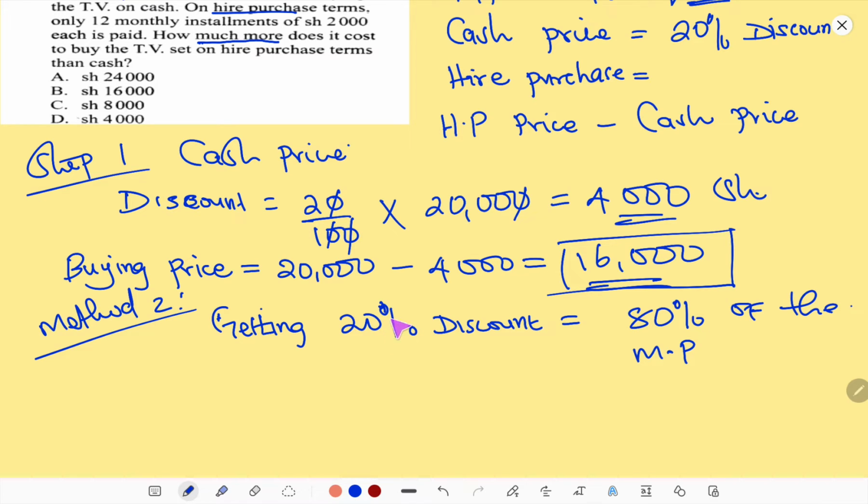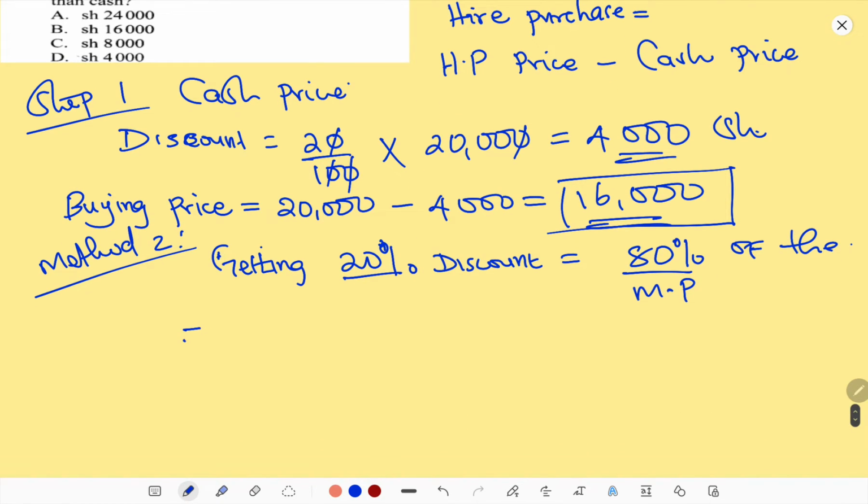Because if the marked price is 100% and you get a 20% discount, right? It means it's 100, you subtract 20, so you are paying 80% of the marked price. Okay? So this will be 80%, and we have said percent means out of 100, okay, of the marked price. Of the marked price is 20,000.